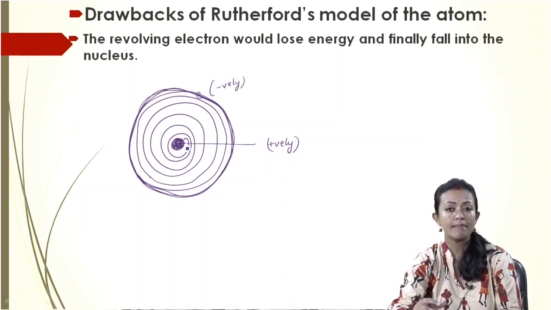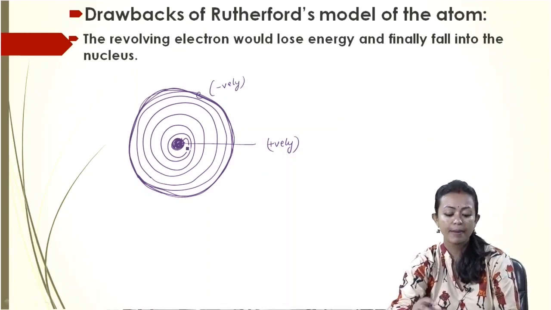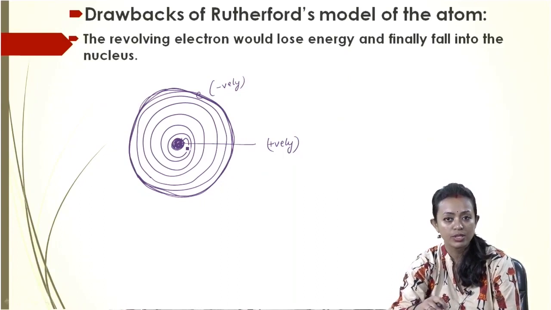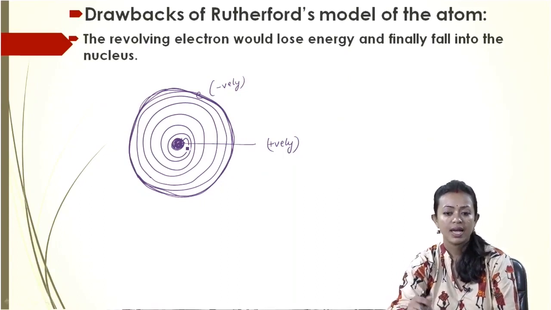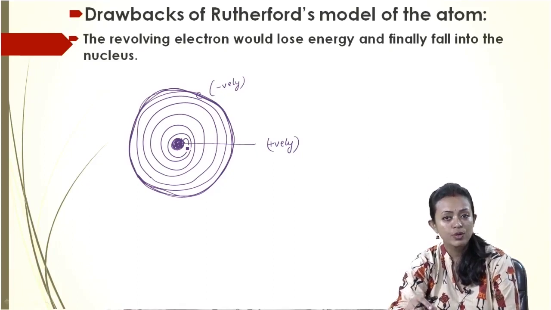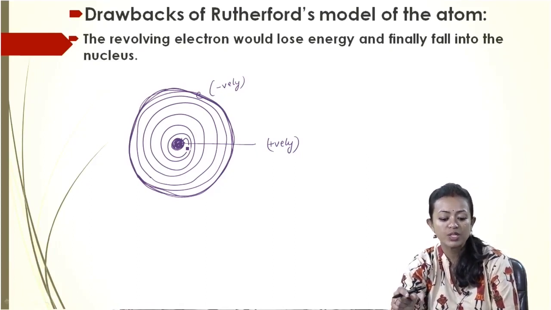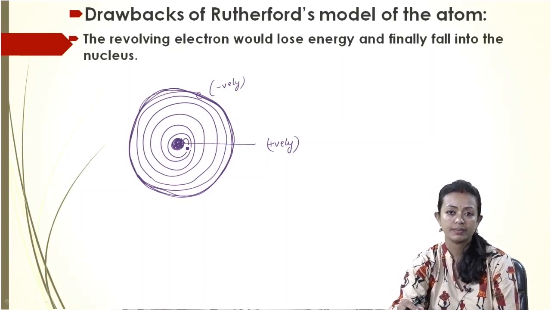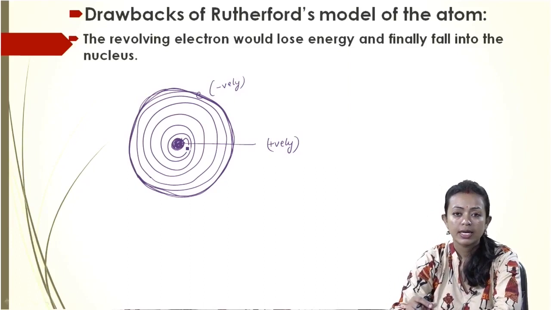So it was the major defect in Rutherford's nuclear model of an atom, because he could not explain how these electrons are revolving around the nucleus. The second drawback is he did not specify the number of electrons that would be in each of these well-defined orbits. So these two drawbacks were corrected by Niels Bohr.